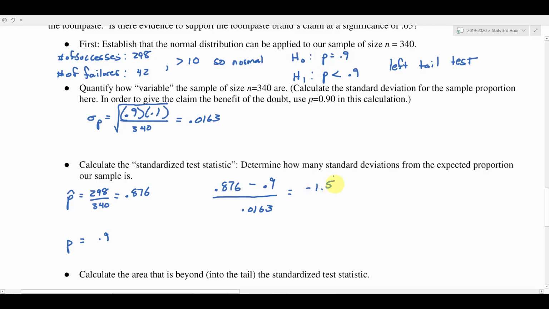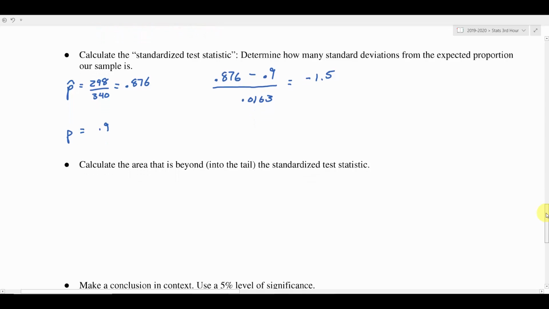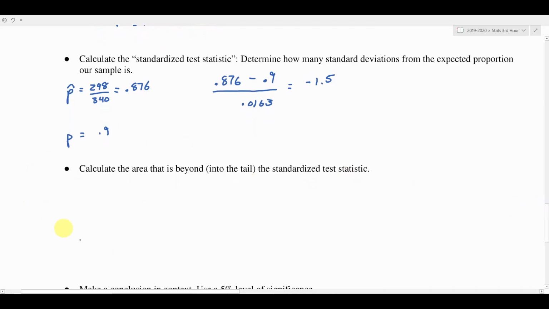I'm not sure if that's really unusual or not. 1.5 standard deviations is kind of far away, but I don't know if it's far away enough for me to reject the toothpaste company, right? Does it breach that 0.05 that we're looking for? All right. And that's where we go next in our test: we calculate the probability of this thing happening.